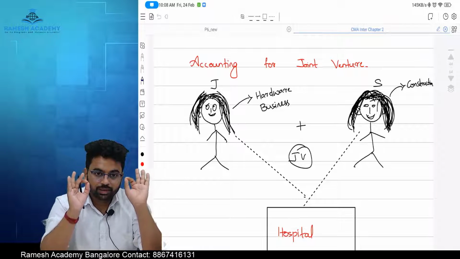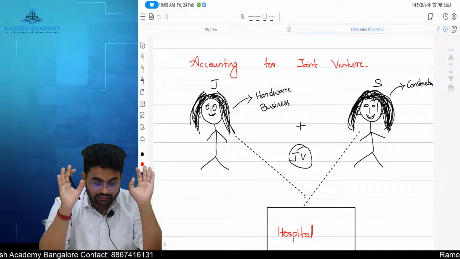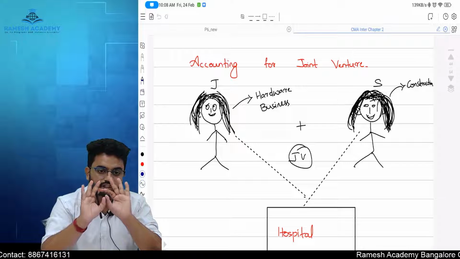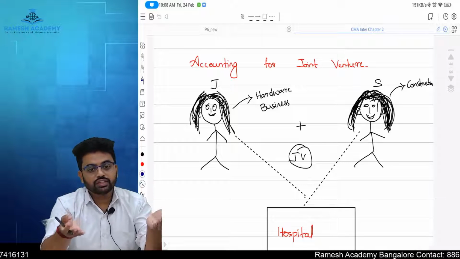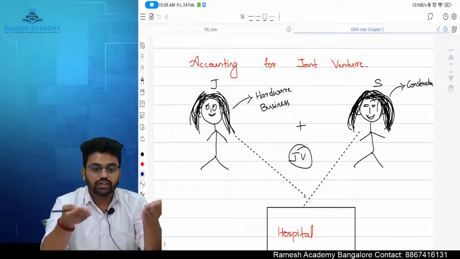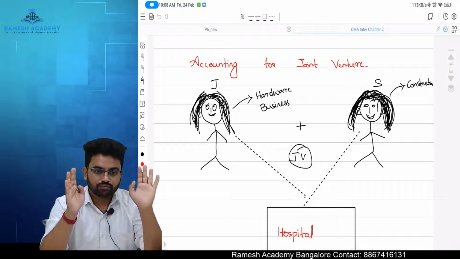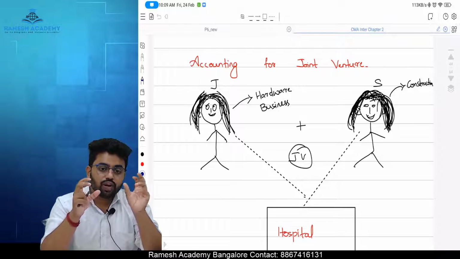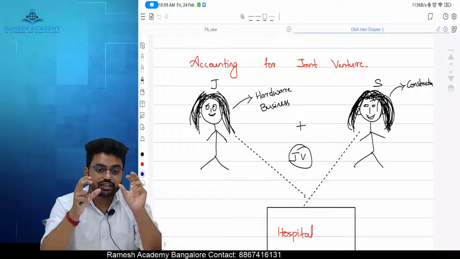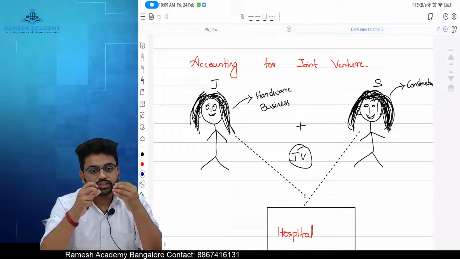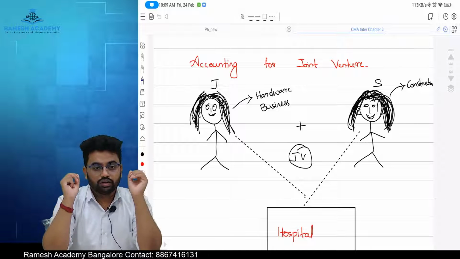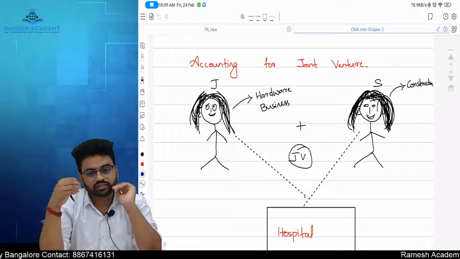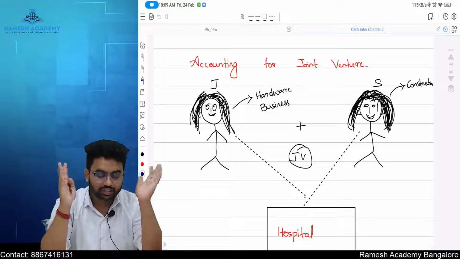But the main difference is partnership is governed under the Partnership Act 1932. Joint venture is not governed by any act. Joint venture can be a partnership, joint venture can be a company. So based upon what kind of entity registration you got, the corresponding law will keep on applying. For example, if you registered as a partnership, the Partnership Act; if you registered as a company, the Companies Act.